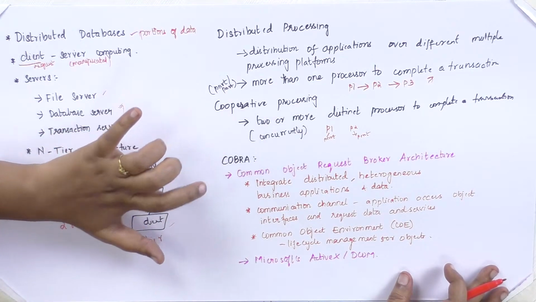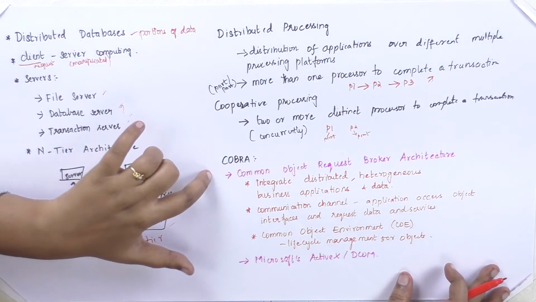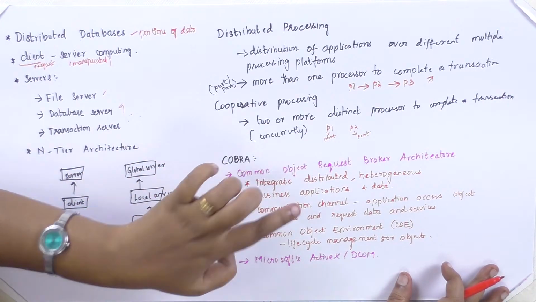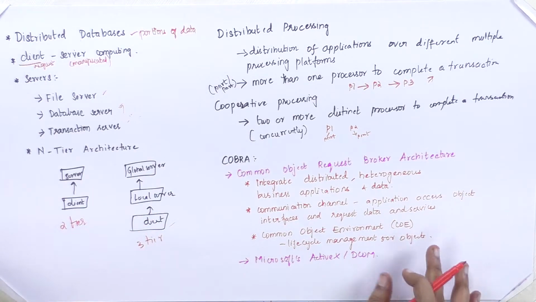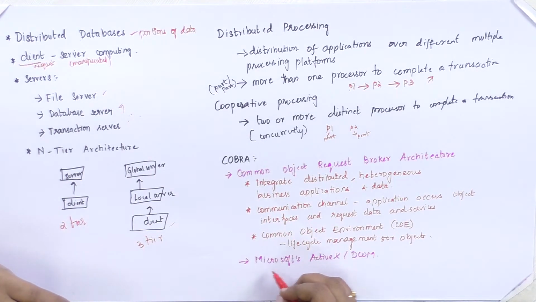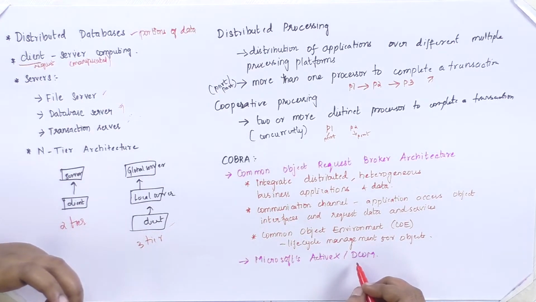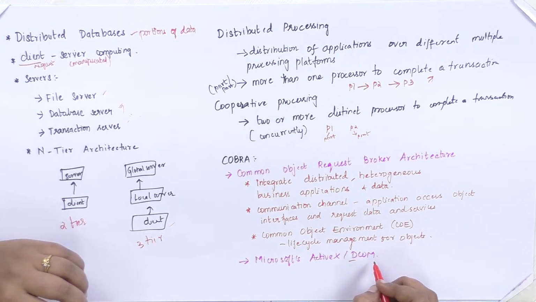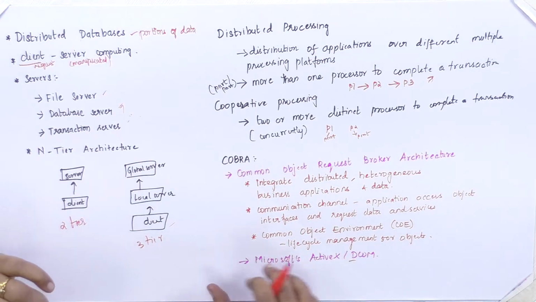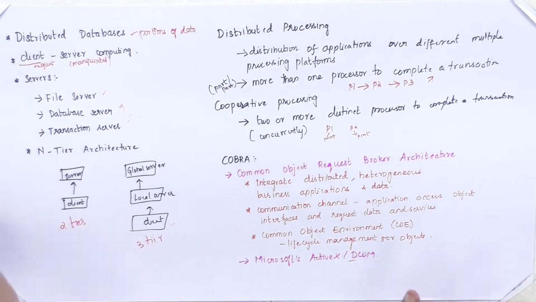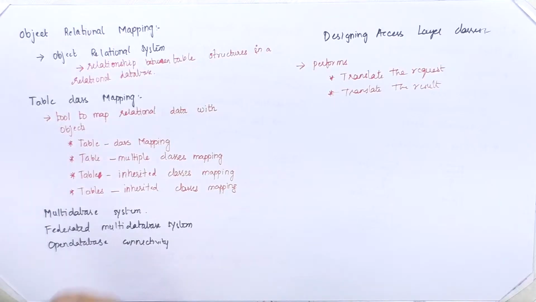This architecture is used to maintain a distributed database. So this architecture provides a channel and a common environment where you will be able to integrate with the database, and also you will be able to maintain the life cycle of the object. And then instead of CORBA, you can also have Microsoft ActiveX or DCOM, in the sense Distributed Component Object Model. So either you can have CORBA, or else you can have Microsoft's ActiveX, or you can have DCOM.